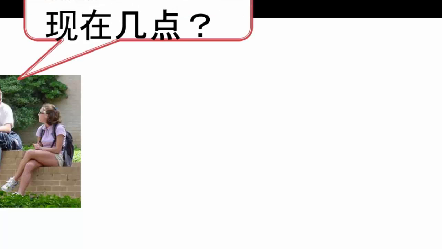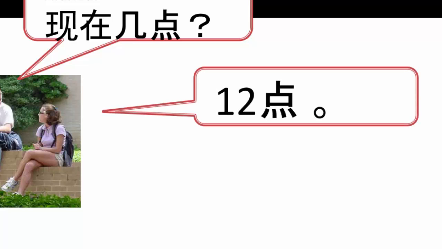现在 means right now. So to ask what time is it, we say 现在几点? Right now, how many dots, how many hours? And you would answer 现在12点 or just 12点 if it was noon.